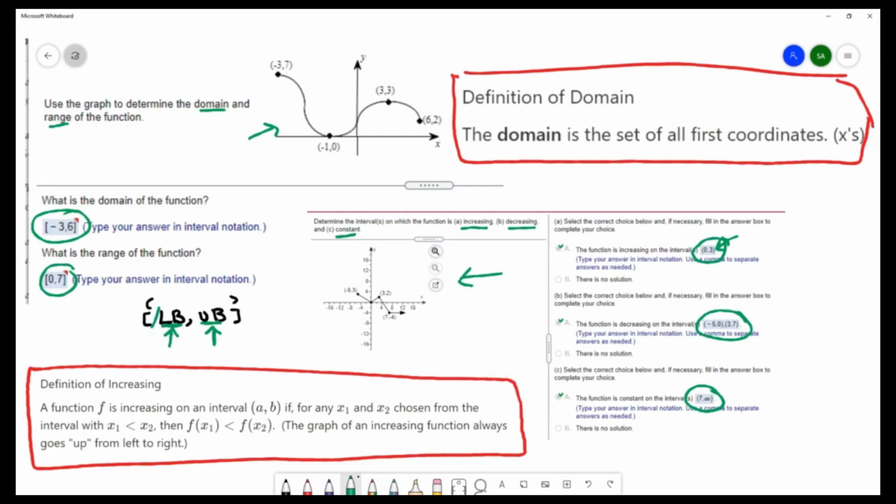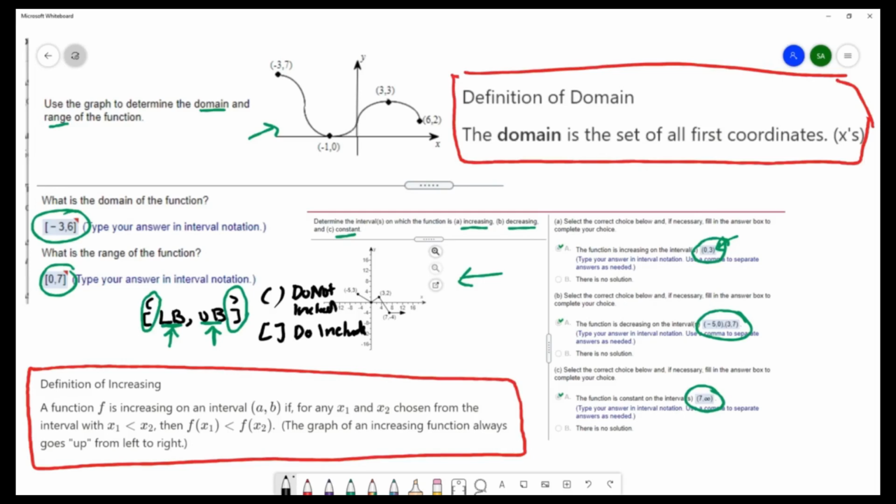And these parentheses and brackets that we put on the end are supposed to tell us whether we include the numbers on the end or don't include the numbers on the end. So the parentheses mean that we do not include, and the brackets mean that we do include those lower bound and upper bound. Okay, so that's the first part, making sure we understand what the parentheses and the brackets mean.